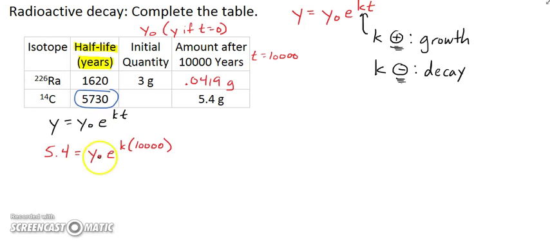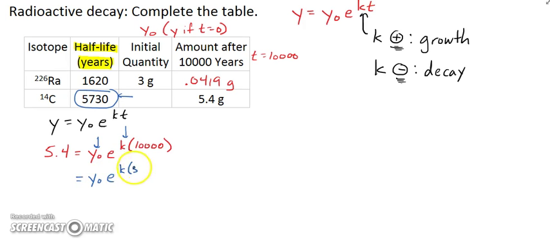You know, I've got two things I don't know. I don't know y sub 0 and I don't know k. So it would make sense that algebraically, if there are two things I don't know, I need to write a second equation. And I think the other one's going to come from this idea about the half-life.